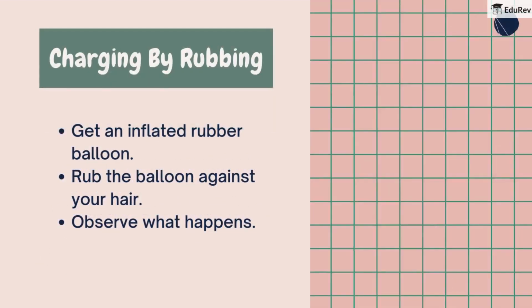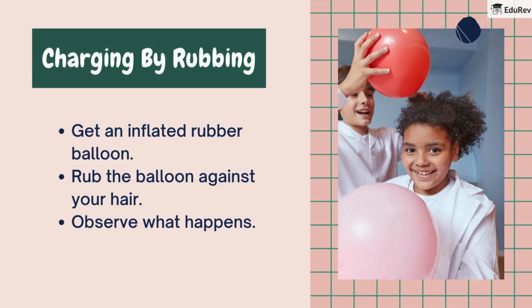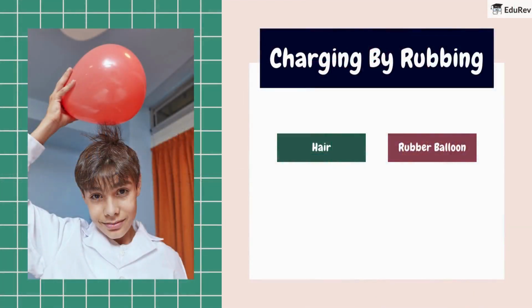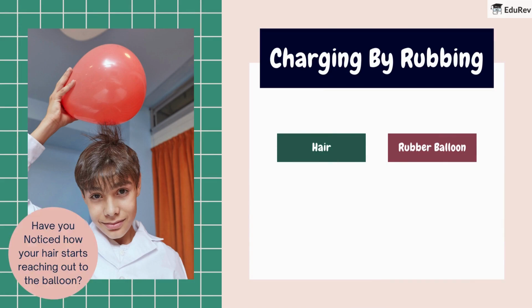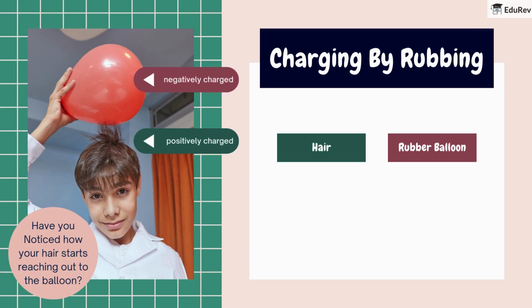Try this. Get an inflated rubber balloon. Rub the balloon against your hair. Observe what happens. Did you try rubbing the balloon on your hair? Noticed how your hair starts reaching out to the balloon? That's because your hair becomes positively charged and the balloon becomes negatively charged. The balloon gains electrons easily, and the hair loses them just as easily. This movement of electrons causes the attraction you see.